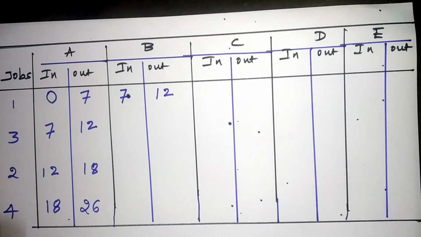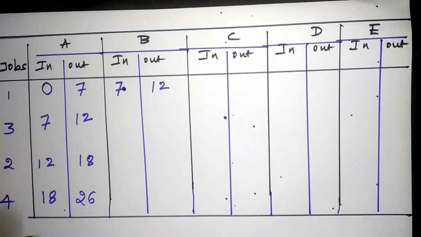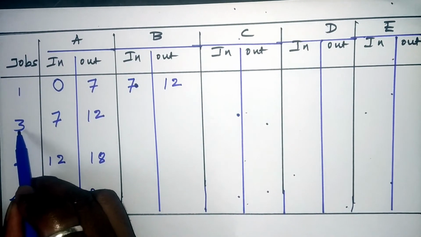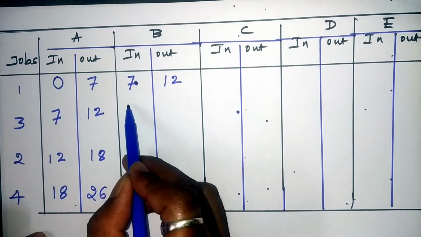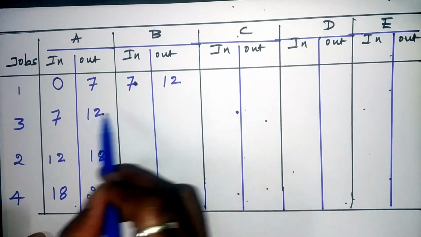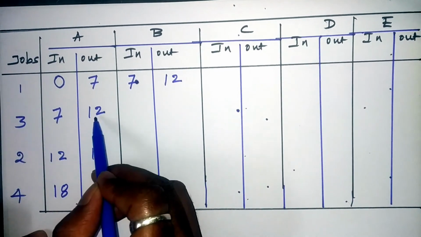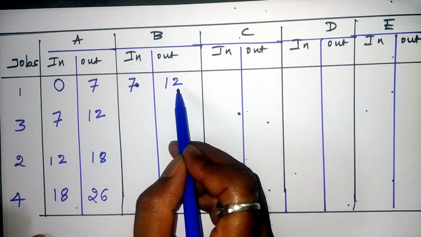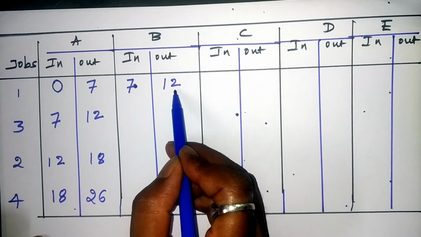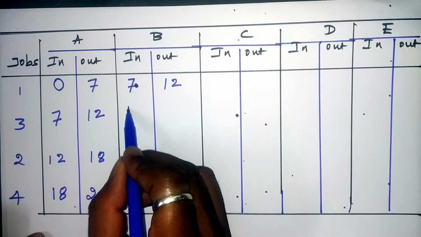Okay, now once job number 1 is completed on machine B, which job is going to enter now? Job number 3 is going to enter. Now the question comes, what should we write here? As the third job is getting completed at 12 hours, and job number 1 is also getting completed at 12 hours, here it will be 12.